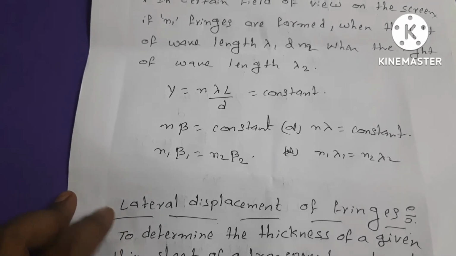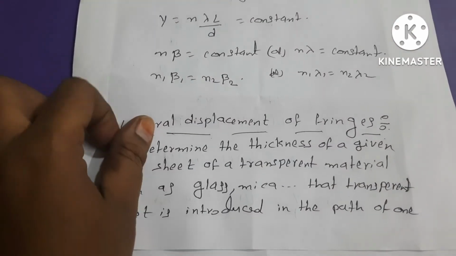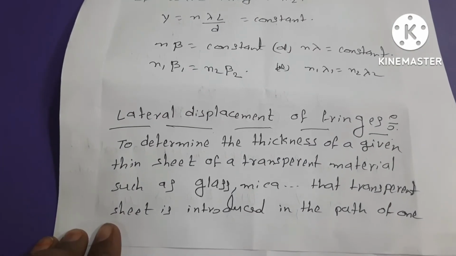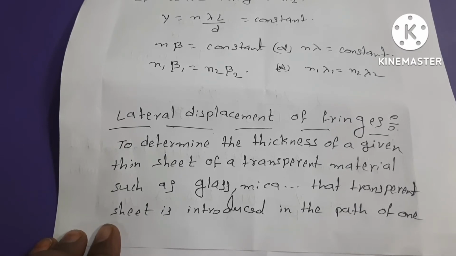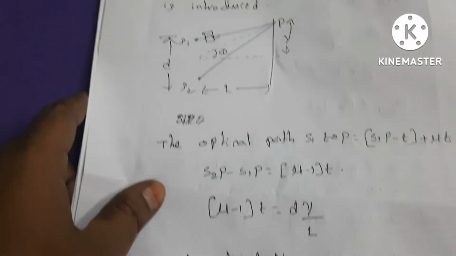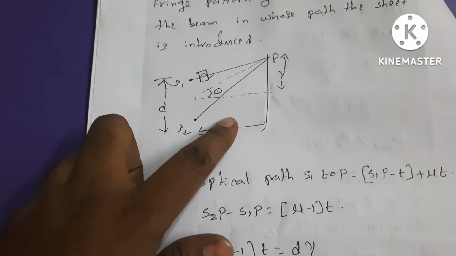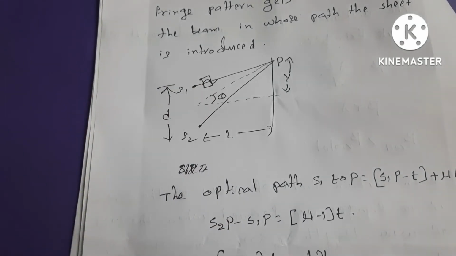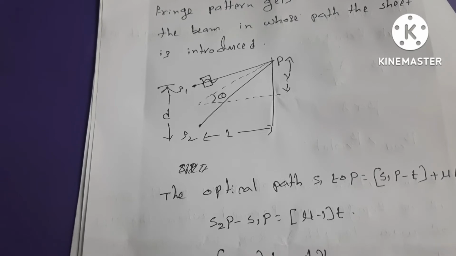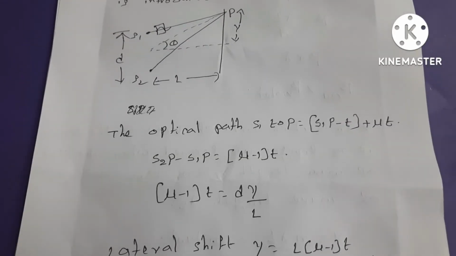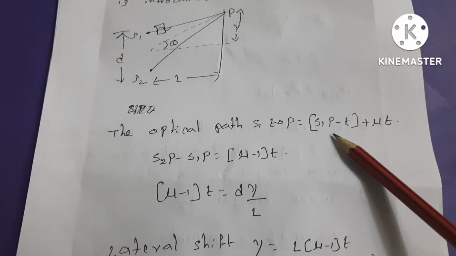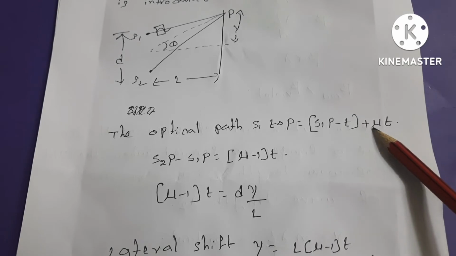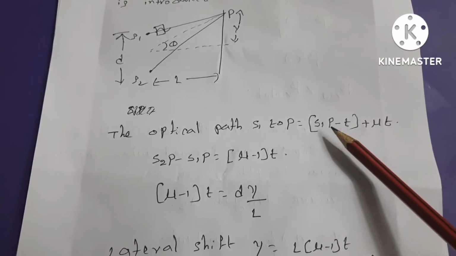Then lateral displacement of the fringes. In this case what happens? To determine the thickness of a given thin sheet of a transparent material such as glass or mica, we have to do one experiment, the same Young's double slit experiment. You know these two coherent sources are there, in either this path or this path. We have to introduce one film, like glass or whatever we want to find the thickness of, and place it in this path. Then what happens? The optical path S1 to P is S1P minus T plus mu T.